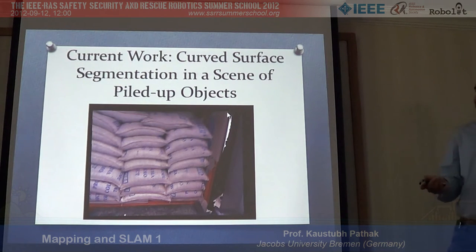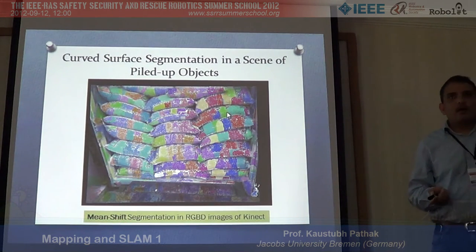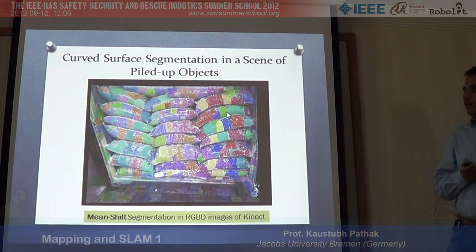So the problem here is to segment out these objects. And these are curved objects, not necessarily planar. So we came up with an algorithm which is based on the mean shift algorithm, which is known from computer vision. People used to use the mean shift algorithm for color images. But now that we have RGBD data, we extended this method so that we could also use the depth information and local geometric information to do the segmentation.